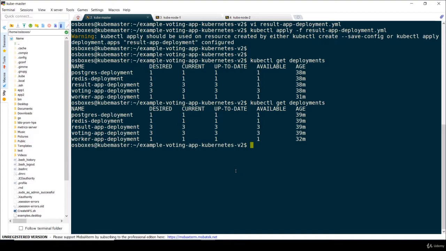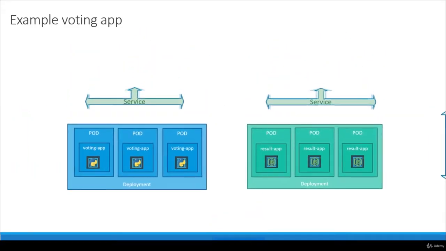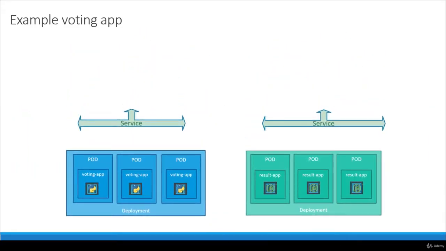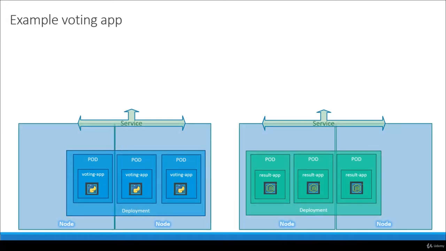Let us now focus on the front-end applications, the voting app and the result app. We know that these pods are hosted on different nodes. In this case, let's just assume that they're hosted on 4 different nodes. The services with the type currently set to node port help in receiving the traffic on the ports on these nodes and routing and load balancing them to the appropriate pods.